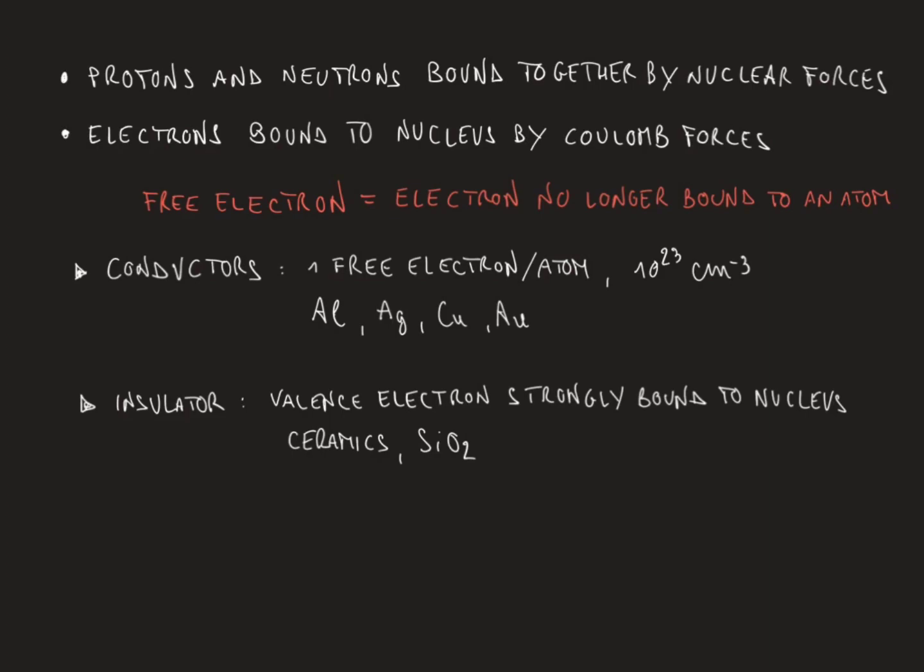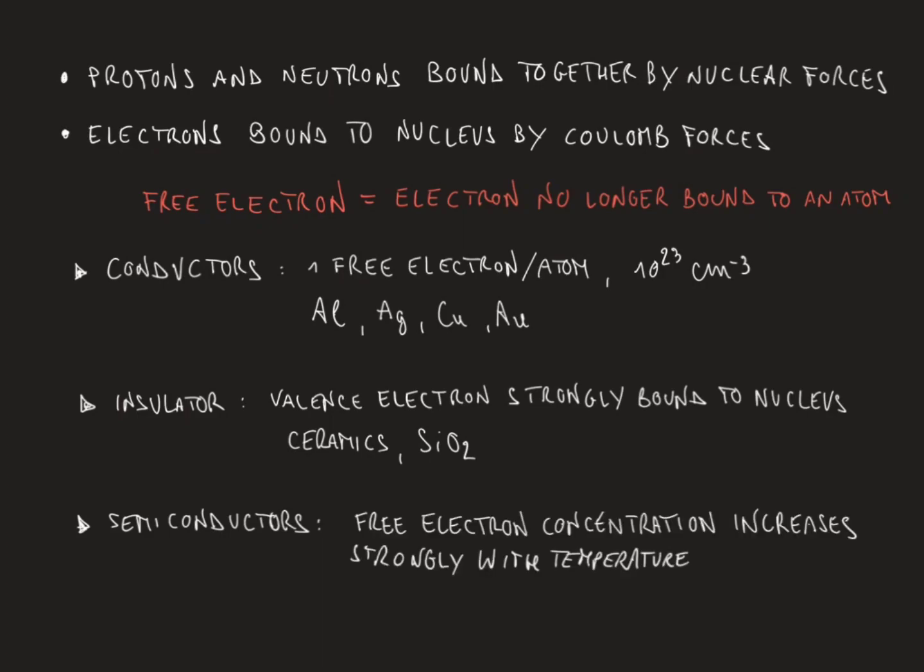Semiconductors behave like insulators at low temperatures. Their behavior gets closer to that of a conductor if the temperature is increased. This can be qualitatively explained by the following consideration. The temperature increase is responsible for breaking the bond of valence electrons with the nucleus, therefore increasing the free charge concentration. Typical semiconductors are silicon, germanium, and some compound materials like aluminum arsenide, gallium arsenide, and indium phosphide.